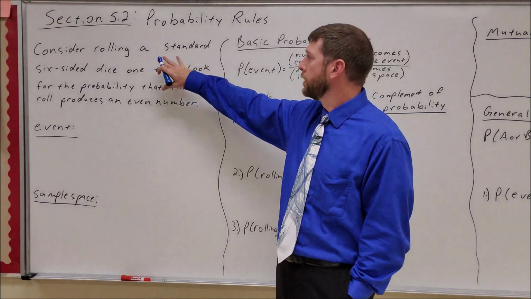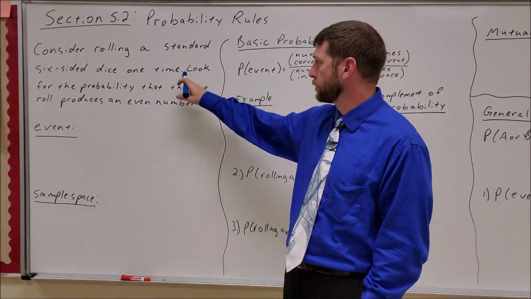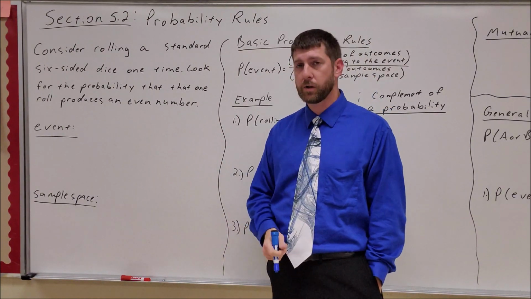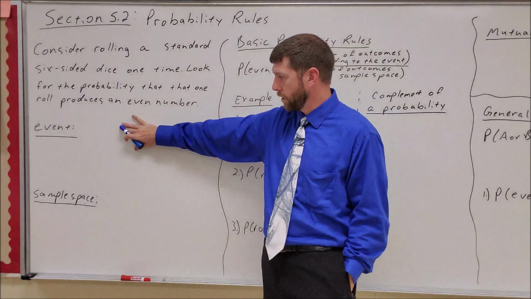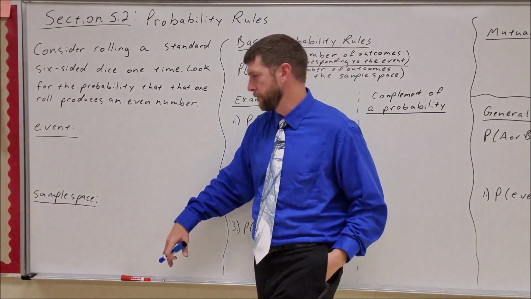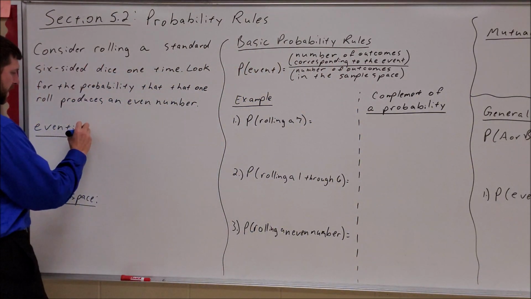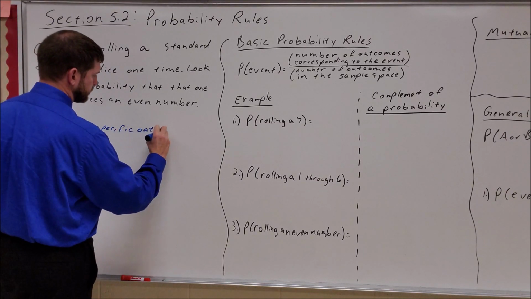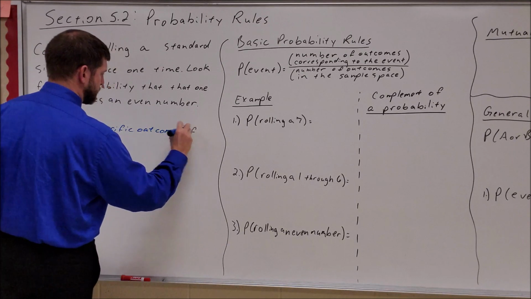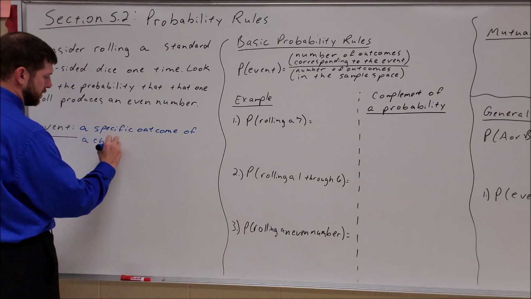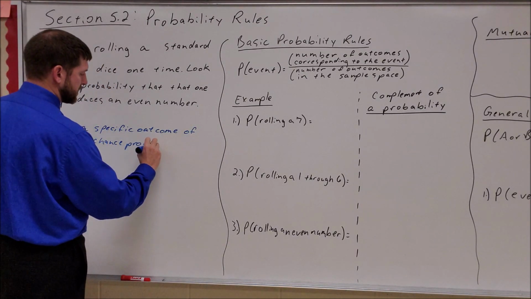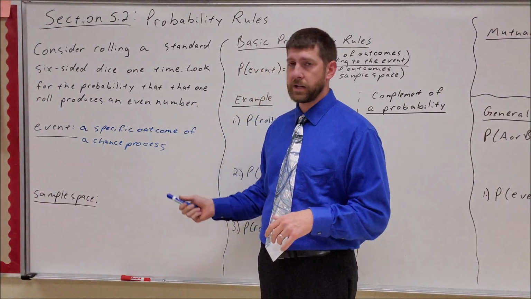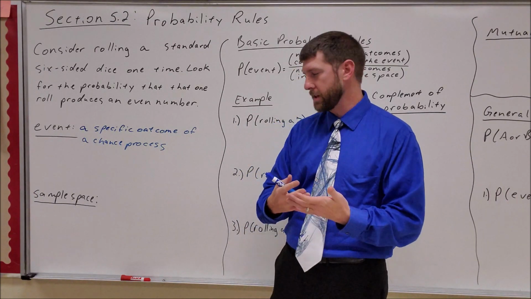So here's our problem. Consider rolling a standard six-sided dice one time. Look for the probability that one roll produces an even number. So there are two things happening here. We have what we call an event and a sample space. An event is just a specific outcome of a chance process. We talked last time about what a chance process is, but just something where anything's possible. So an event is one of the specific things that can occur.